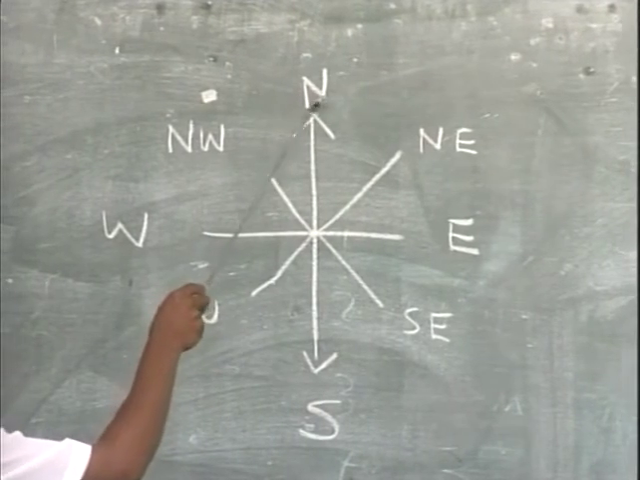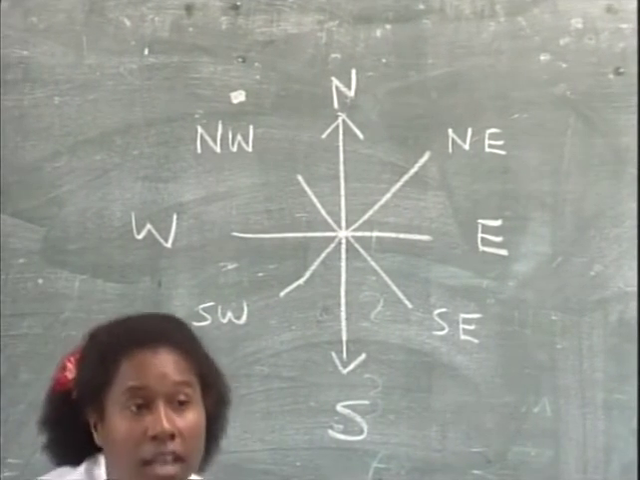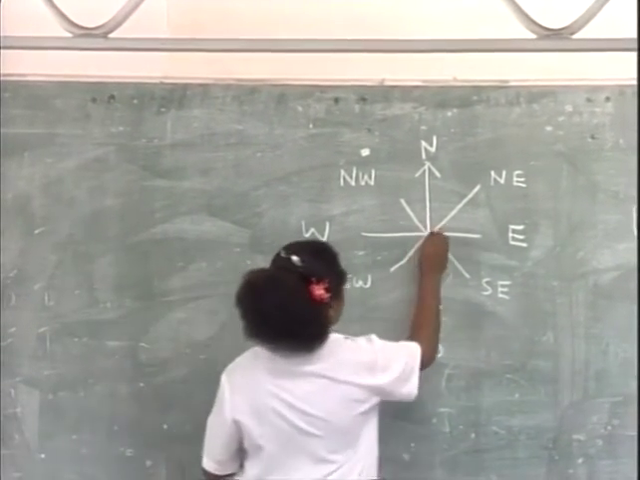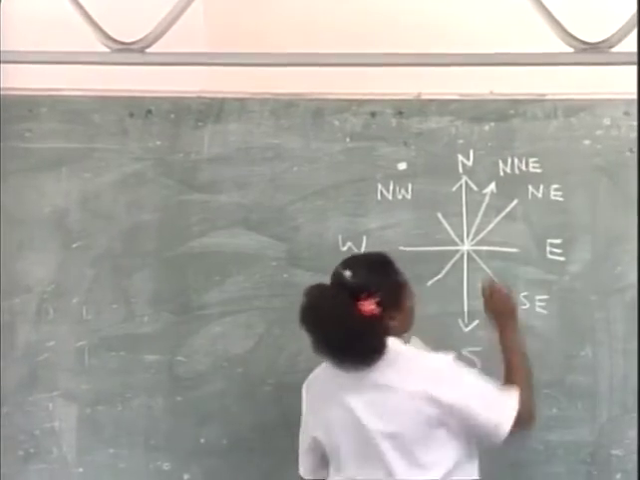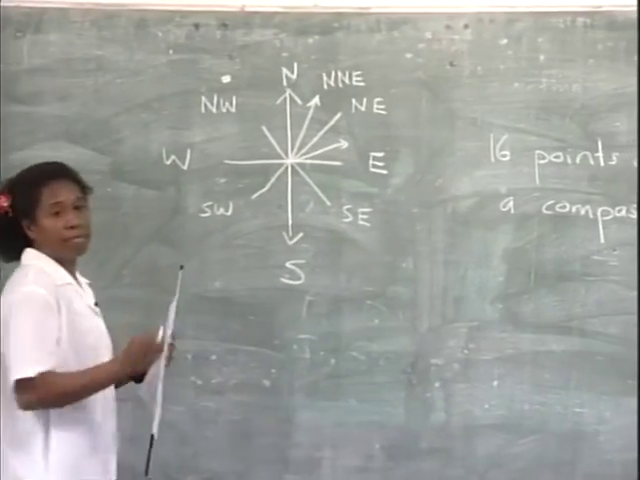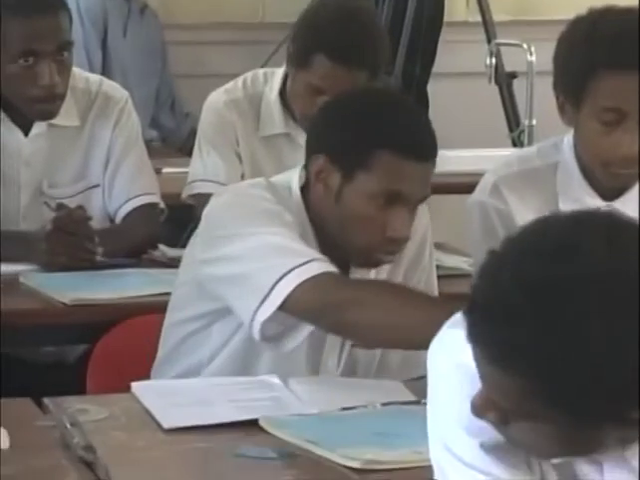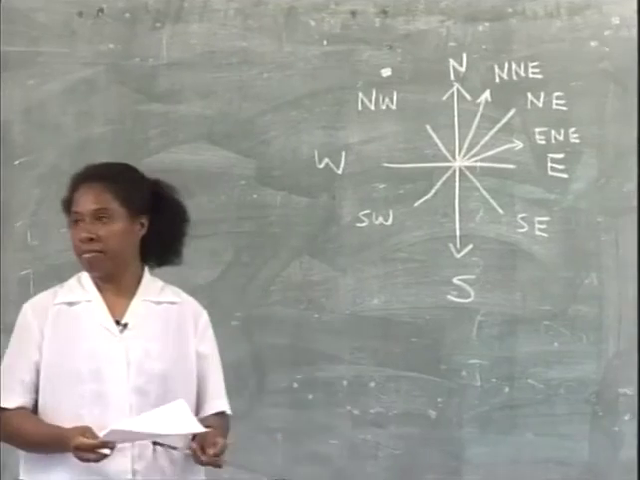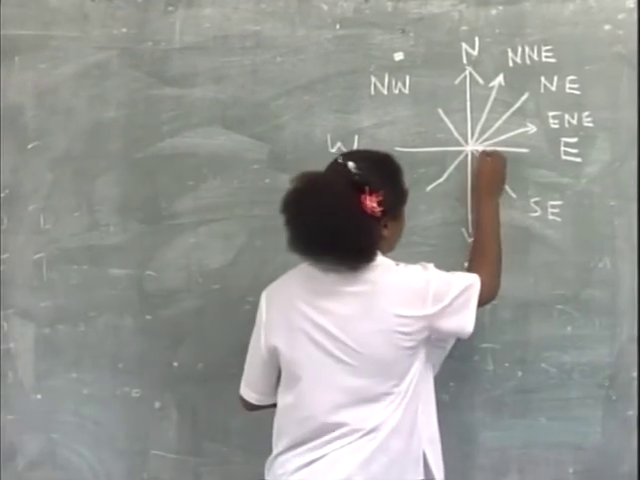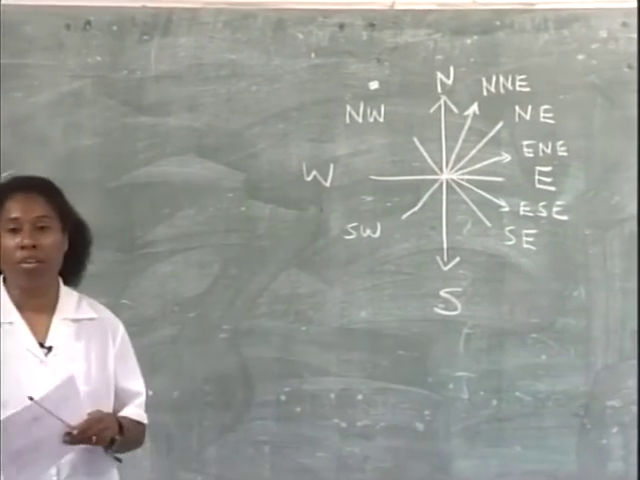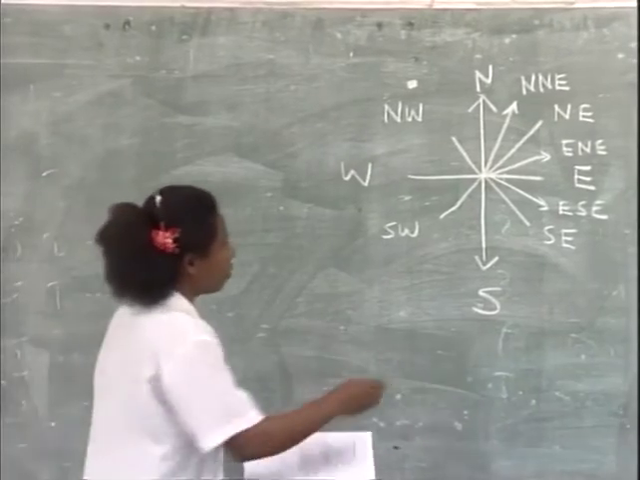The direction between north and northeast. North-northeast. Okay, good. Direction between northeast and east. East-northeast. Okay, good. We have east-northeast. Direction between east and southeast. East-southeast. Okay, we have this area here. Direction between southeast and south. South-southeast. Good.